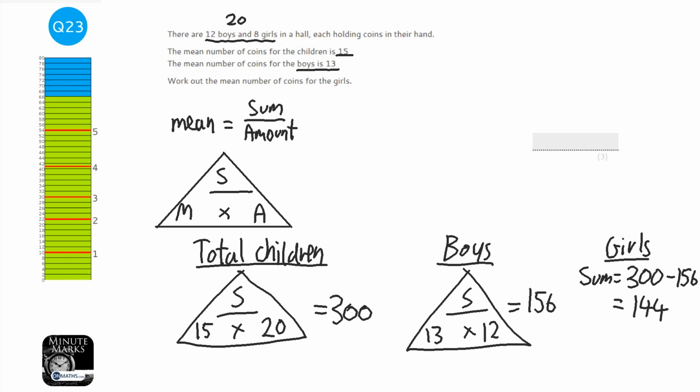So we know what the girls add up to, because if the boys add up to 156 and the total children adds up to 300, then the girls must add up to 144. But we're asked for the mean for the girls.